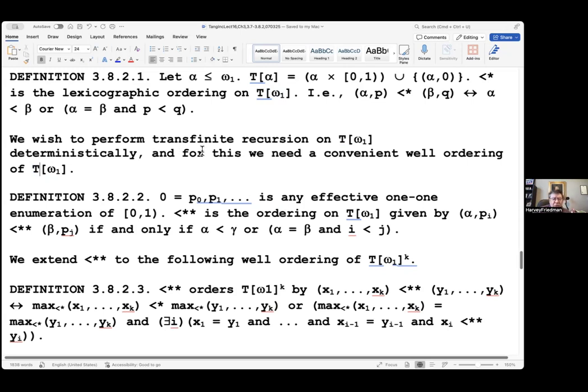So in order to give this a well ordering, since this is not a well ordering, this is a dense ordering, we use any effective 1-1 enumeration of this interval in the rationals.